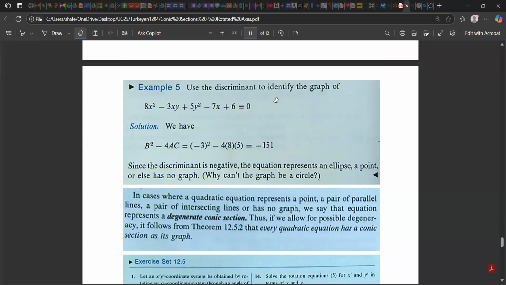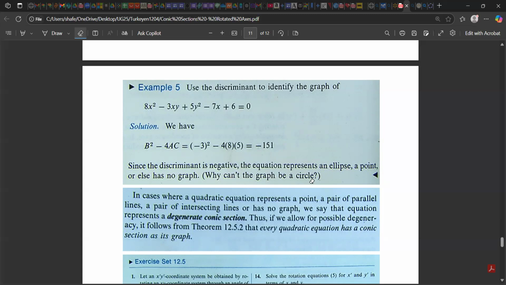You want to use the discriminant to identify the graph. You have an equation here, but we don't know what graph it is. Let's say you don't have graphing software. Here you have b squared minus 4ac equal to minus 151. Right away, because it's negative, they're telling you that you have either an ellipse, a point, or no graph. They ask a simple question: why can't the graph be a circle?